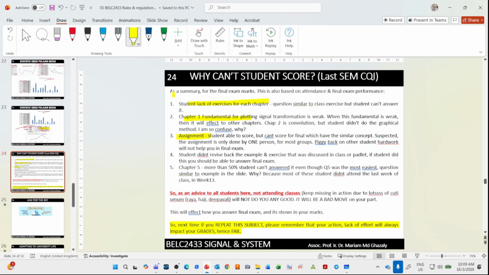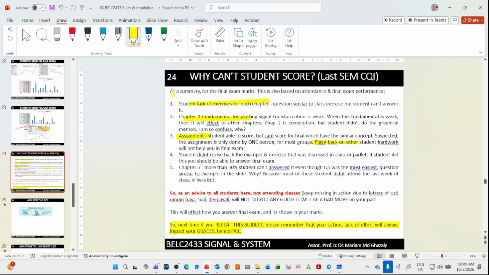Same concept. Same thing. Student cannot do it. Because why? Even though it's an individual assignment, some students just ask other students, oh, can I copy the assignment without understanding it. So piggybacking on other students' hard work will not help. The hard-working student will score, but you are not going to score. You are going to fail.